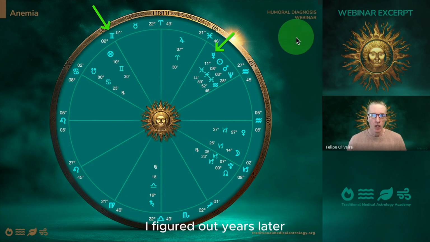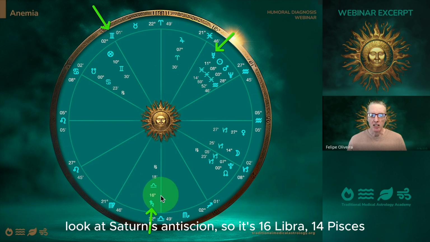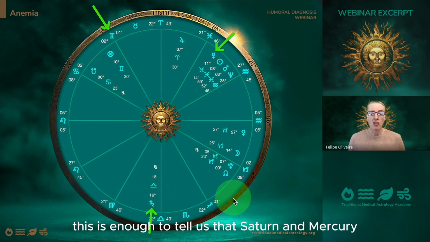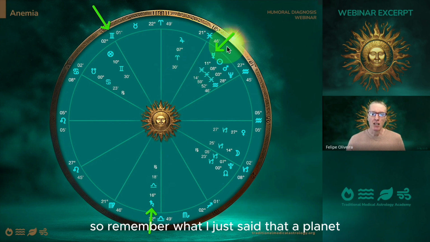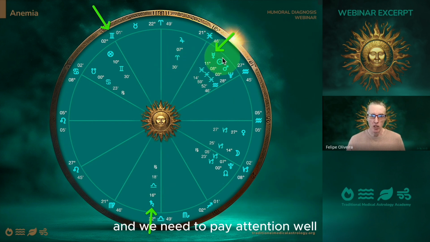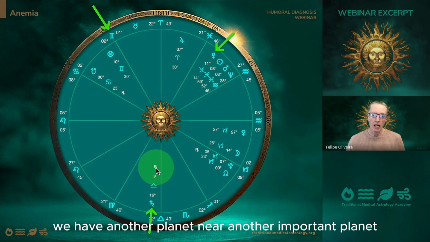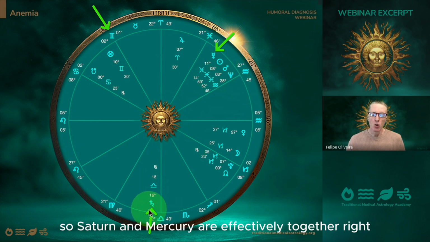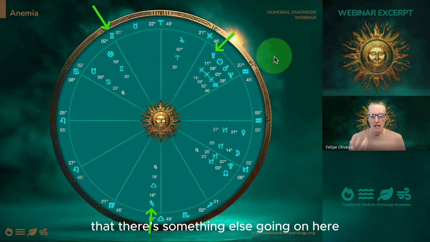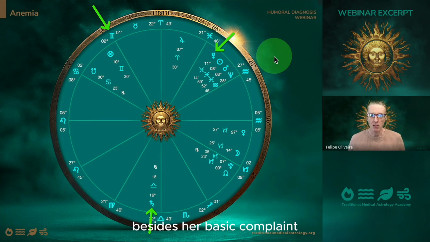I figured out years later. Look at Saturn's antecedent. So it's 16 Libra, 14 Pisces. Very good. But this is enough to tell us that Saturn and Mercury are together. So remember what I just said, that a planet near an important planet is important and we need to pay attention. Well, we have another planet near another important planet, so we need to pay attention to that. So Saturn and Mercury are effectively together, right? So we have another clue that there's something else going on here besides her basic complaint.